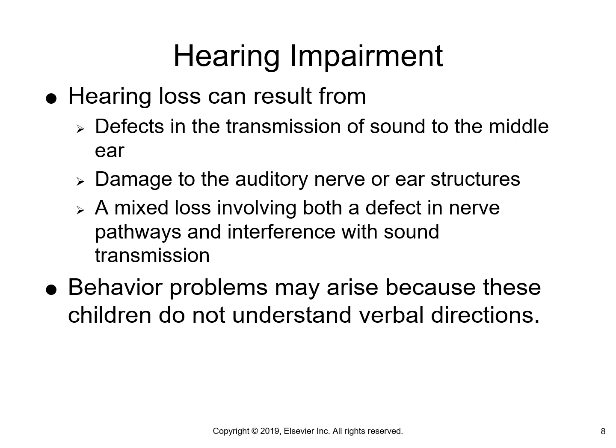Okay, hearing impairment. Hearing loss can result from defects in the transmission of sound to the middle ear, maybe damage from the ear structures itself, and the auditory nerves, or a mix, a loss of both, a defect in the nerve pathways, and the interference with the sound transmissions. You have the classifications of hearing loss, which is what we call either congenital, sensory neural, or even conductive.